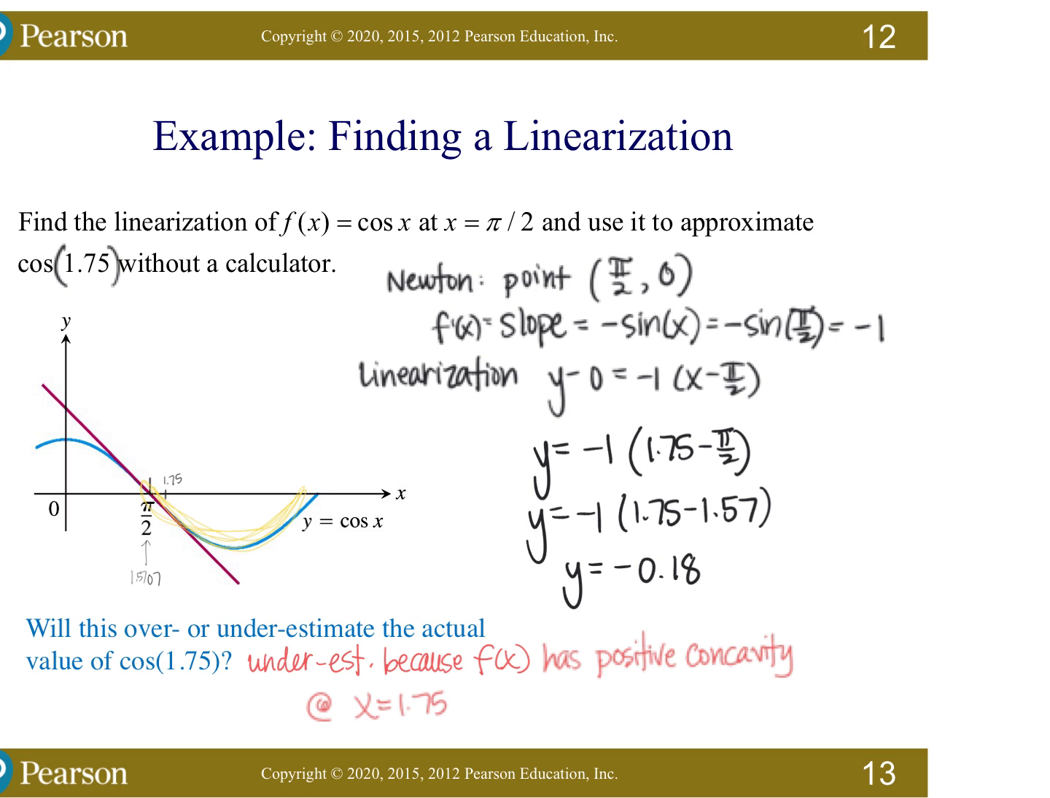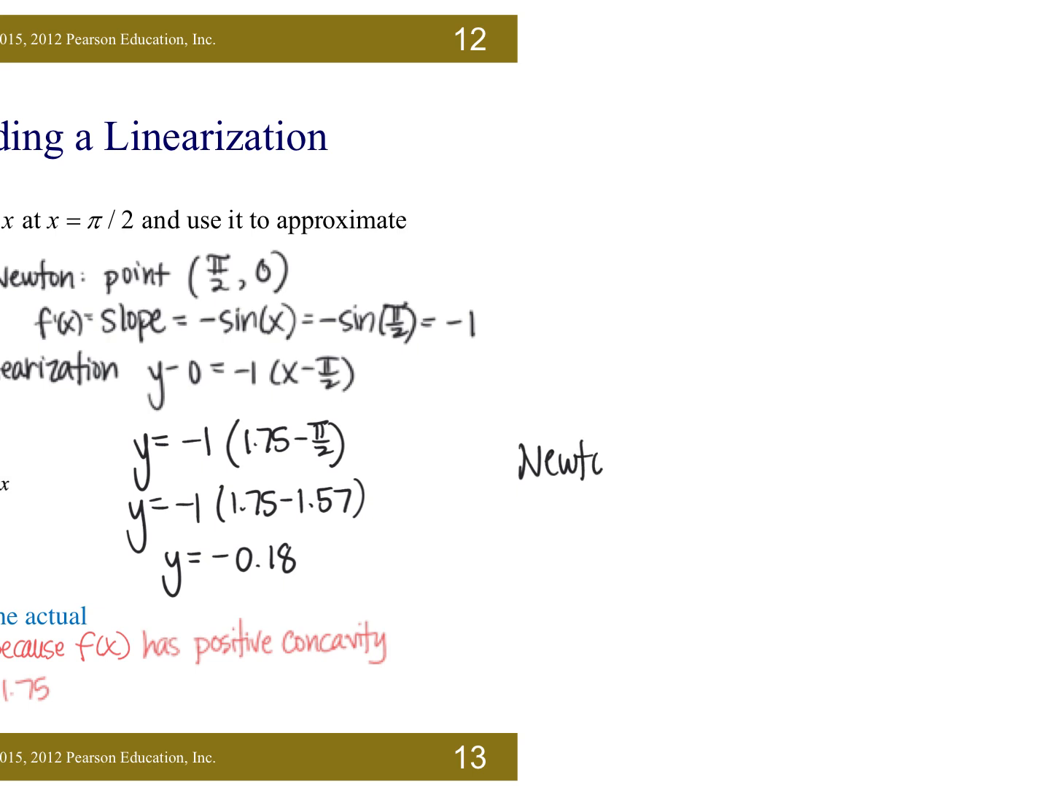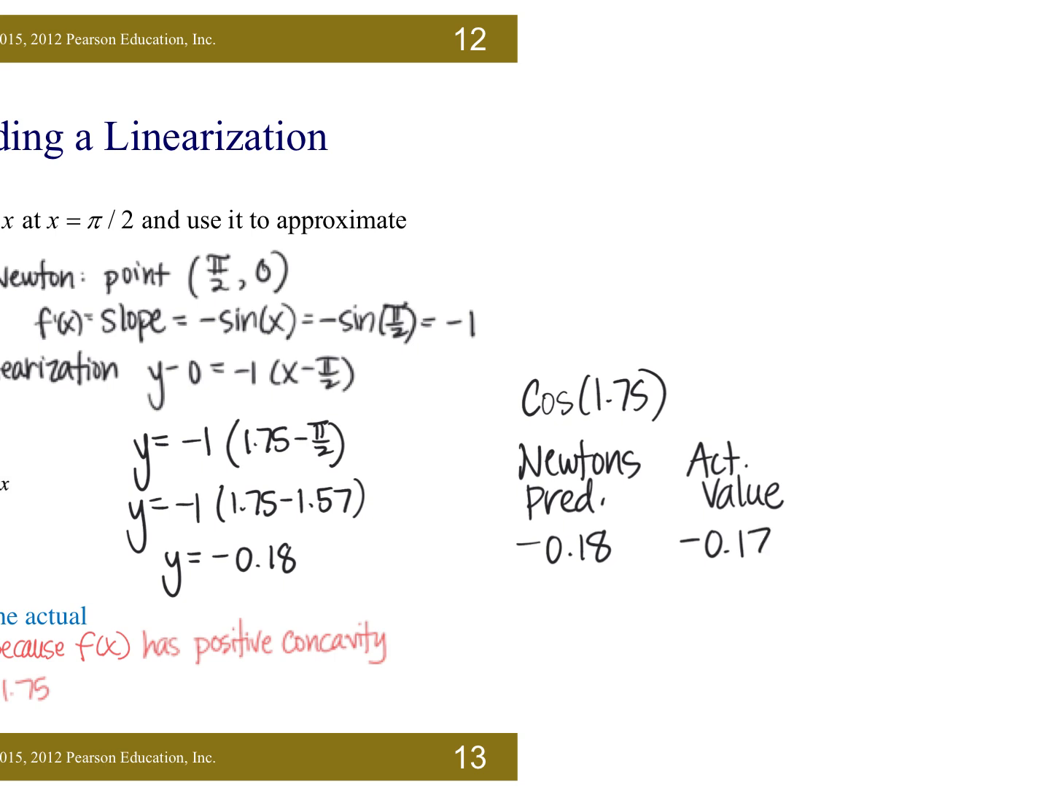Now grab your calculator and use it to check, in radian mode please, what is actually the cosine of 1.75. So this is what Newton predicted for the cosine of 1.75. He's saying negative 0.18. So what's the actual? Negative 0.178. All right, so now he's only off by 2/100ths of a decimal point. Okay, so he's pretty close. Newton's prediction versus the actual value.